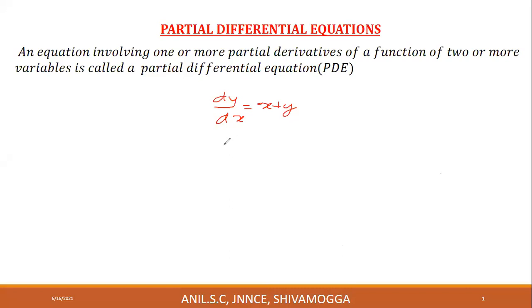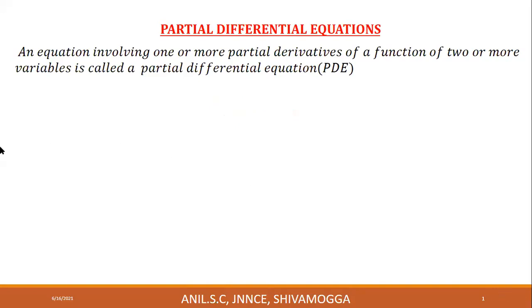dy by dx is equal to x plus y. This is an equation involving both the dependent and independent variables as well as their derivatives. Such an equation is called a differential equation, and solution of a differential equation is nothing but a relationship between dependent and independent variable satisfying this equation. Here, in case of partial differential equation, it is defined as an equation involving one or more partial derivatives of a function of two or more variables. It's called a partial differential equation.